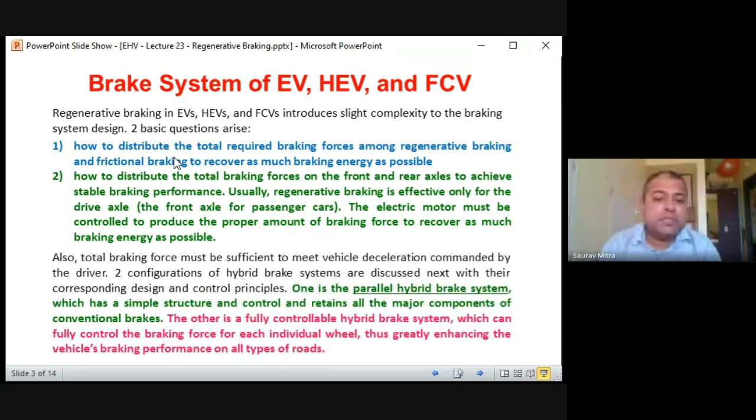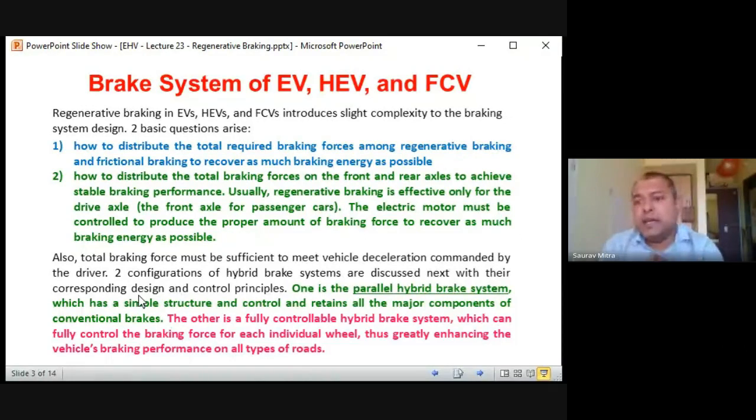Also, total braking force must be sufficient to meet the vehicle deceleration commanded by the driver. So a driver is pressing the brake pedal. Today we will be seeing two types of braking that are applied in the vehicle. The initiation is done by the driver. He is pressing the brake pedal.